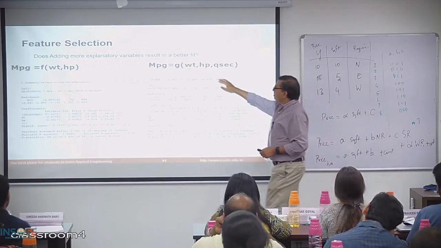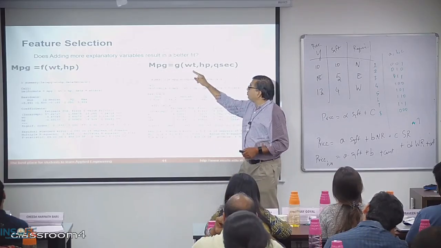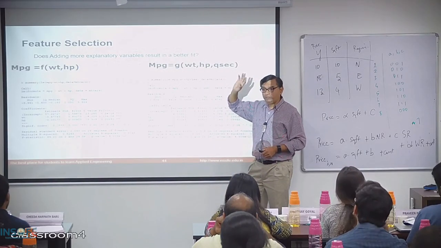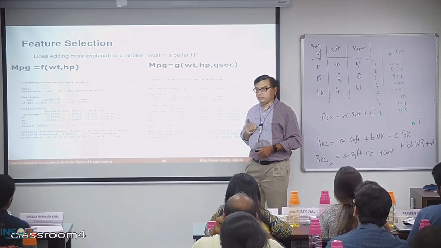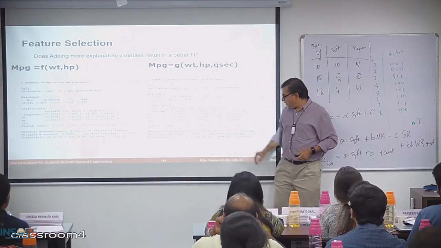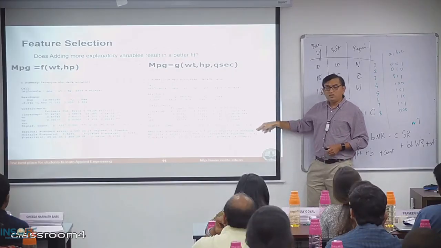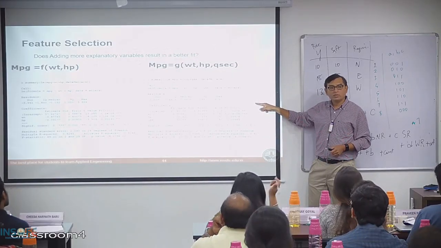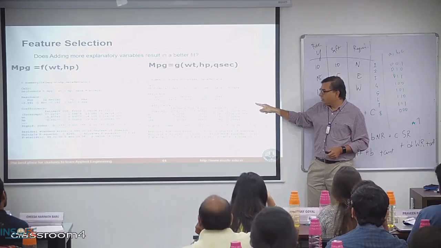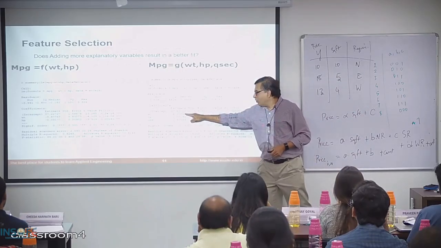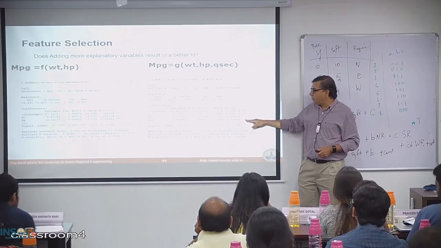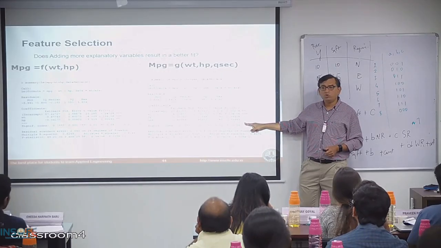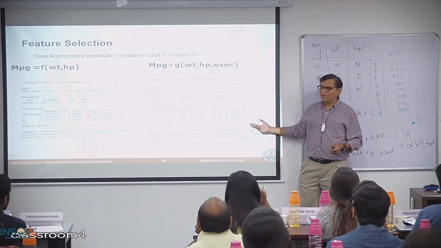Let's say suddenly I increase one variable. So weight, horsepower, and time taken to travel quarter mile. So now three variables are there, and I do the fit. What can you tell about the variables' significance? Weight seems to be significant, but the horsepower and time taken for quarter mile, both of them do not seem significant. Does that make sense?